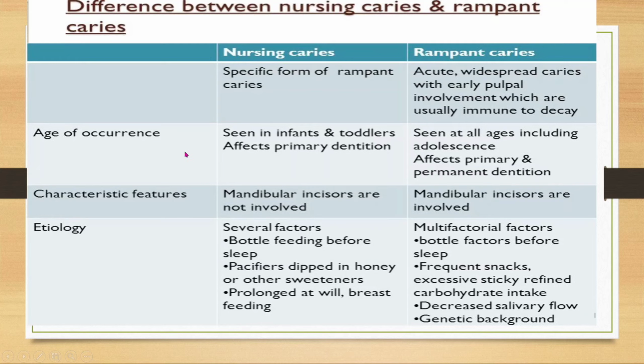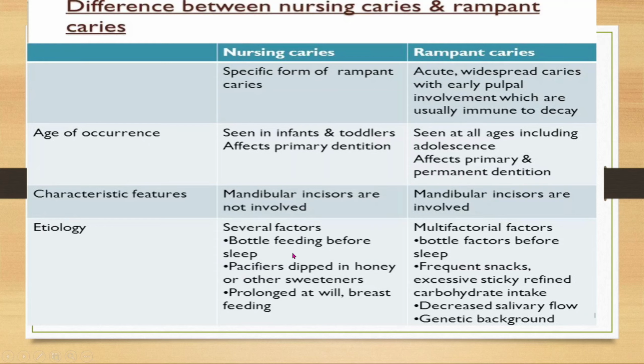So in which age group is it seen? Nursing caries is seen in infants and toddlers and basically affects primary dentition, whereas rampant caries is seen at all ages, including adolescents, and affects both primary and permanent dentition. Okay, so rampant caries is a bigger classification, and one of the types is nursing caries. In nursing caries, mandibular incisors are not involved, but in rampant caries, they are also affected.